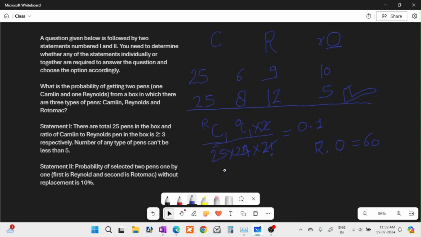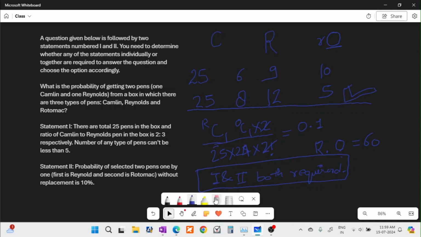So statement 1 and 2 both are required. Both are required. Now our question is completed, because it is only of data sufficiency.